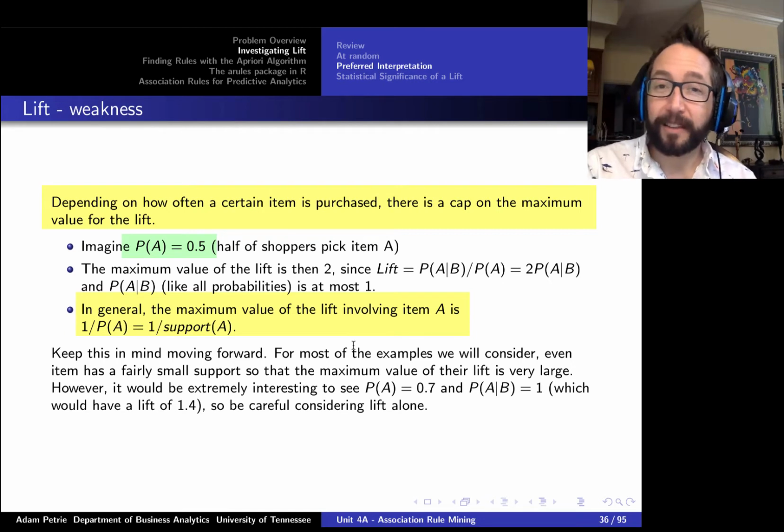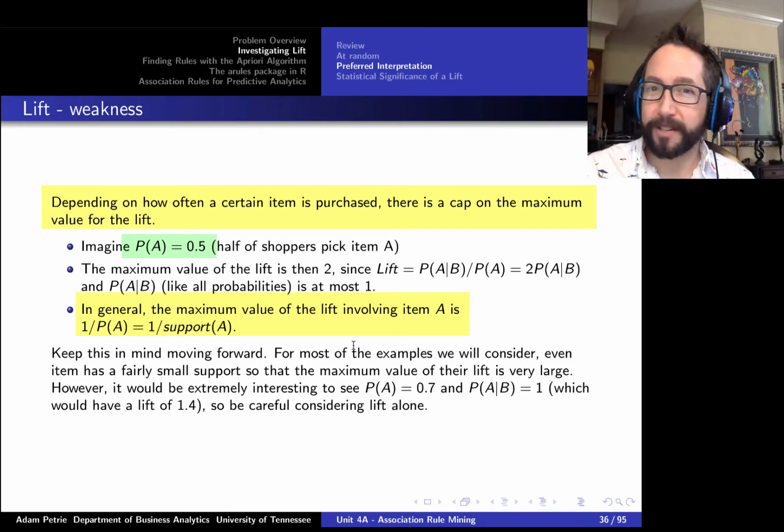Well, because the lift is the factor by which the prior probability increases to give you the posterior probability, or that confidence, since probabilities have to be 1 or smaller, we can see that we can at most only double that number. So any rule that we come up with, A on the right-hand side of that rule, at best is going to have a lift of 2.